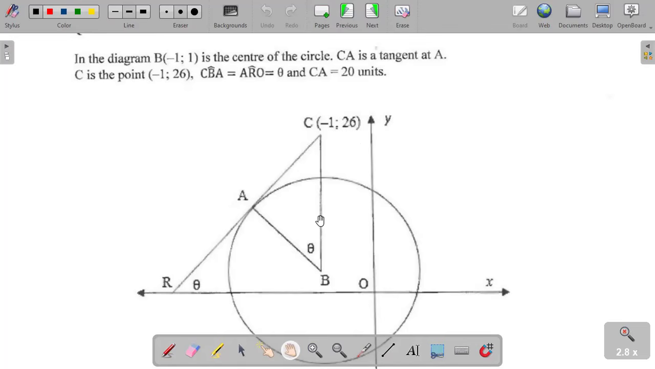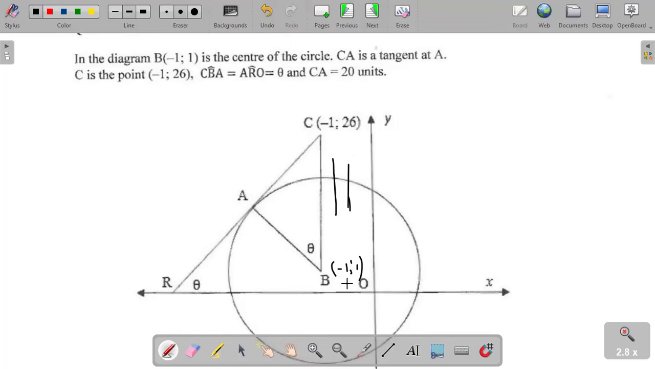So, what do we see here? We see that these two are parallel to each other. There is a parallel relationship here. CB is parallel to the y-axis, because why? We have a -1 here, and you also have a -1 there. So this is (-1, 1), and that one is (-1, 26). They have the same value of x, so it is parallel to the y-axis.